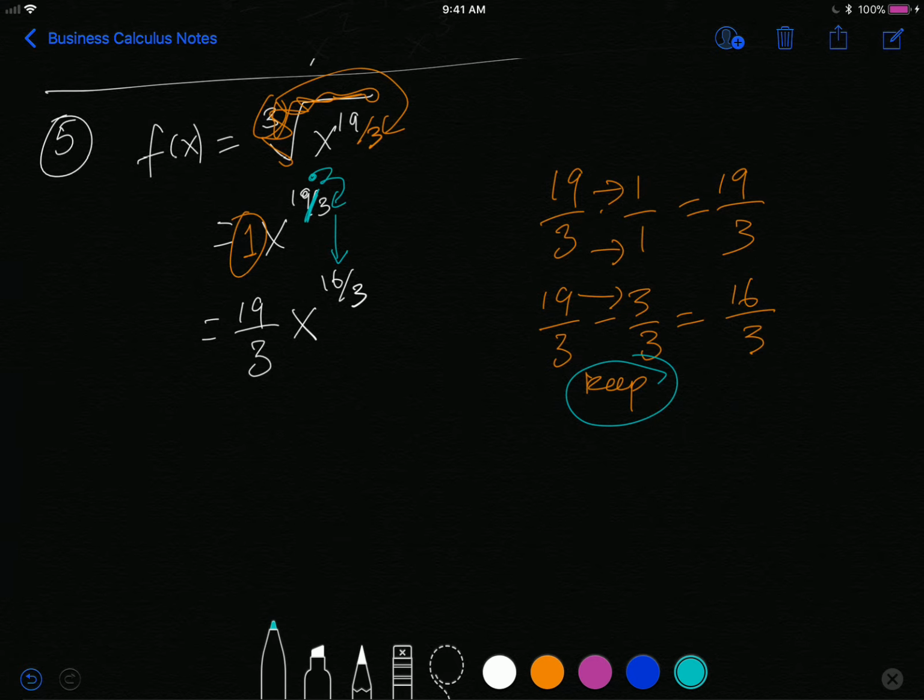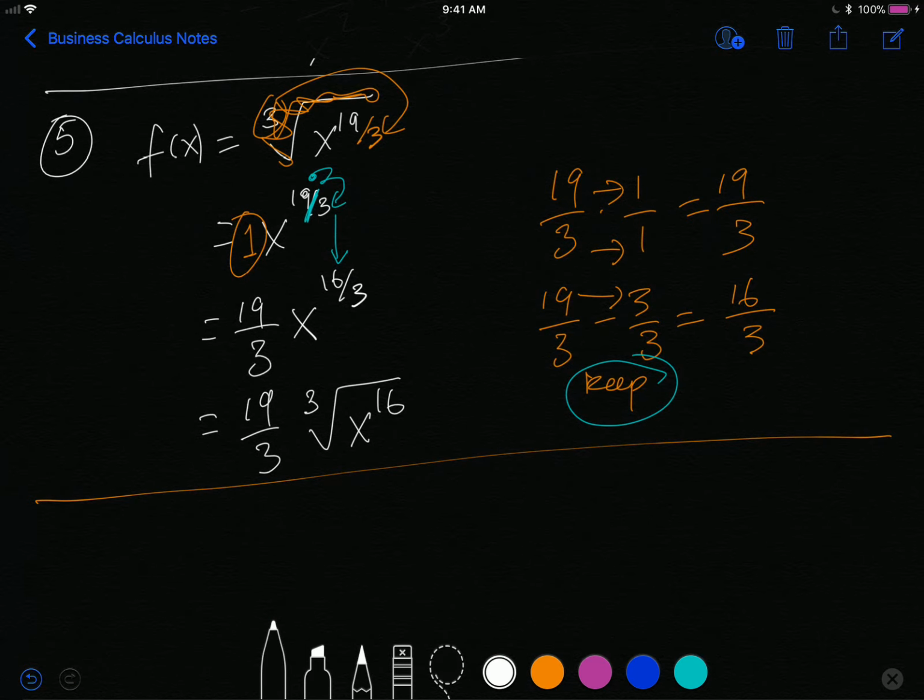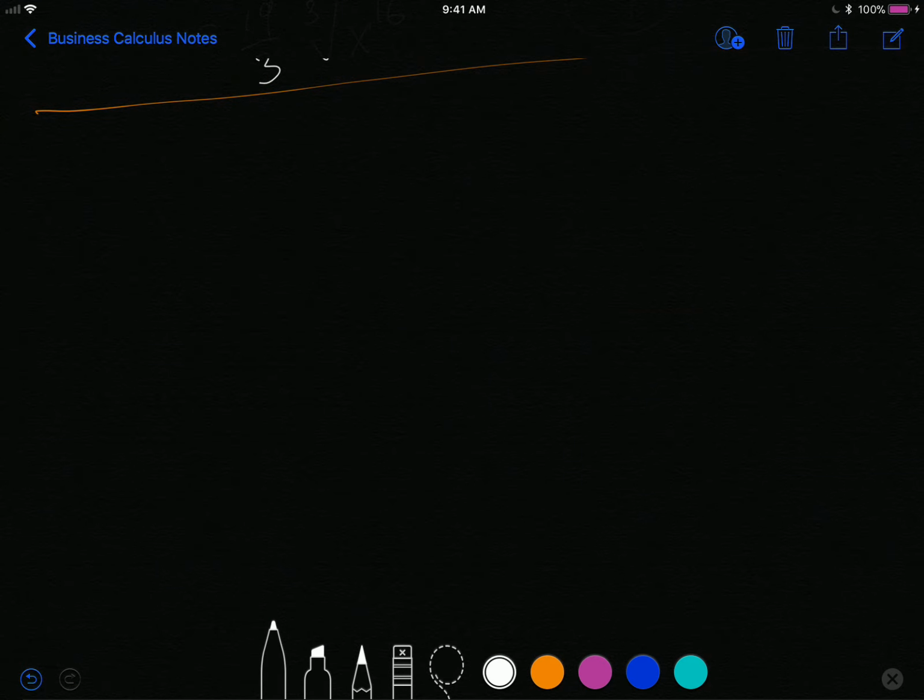And of course I have to return my answer to the radical form, and so that's 19 over 3. I have the third root of x to the 16th power. Again, if you're not sure, do the little trick. Divide by 3, and that takes us back to where we were. So therefore, this is the correct function. That's number 5. Number 6.